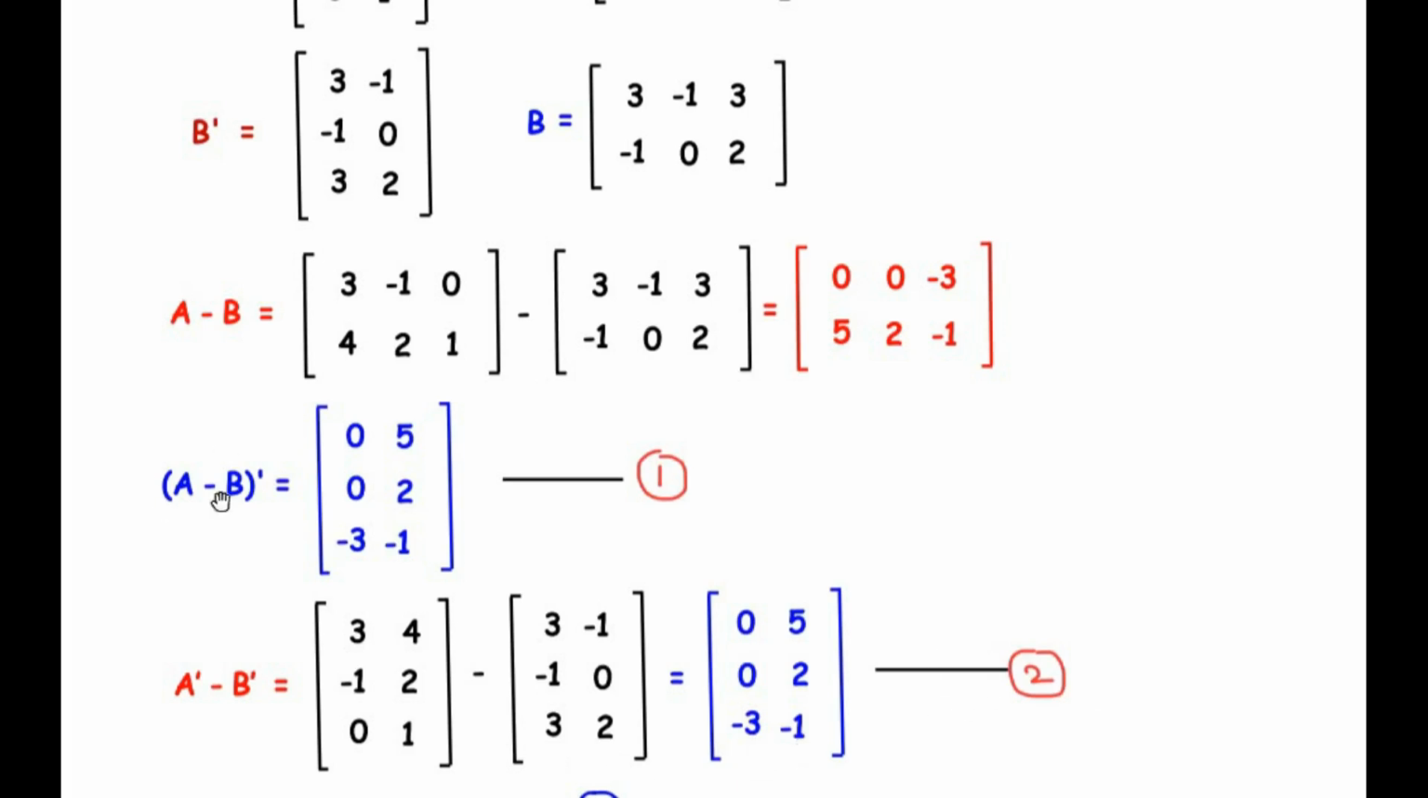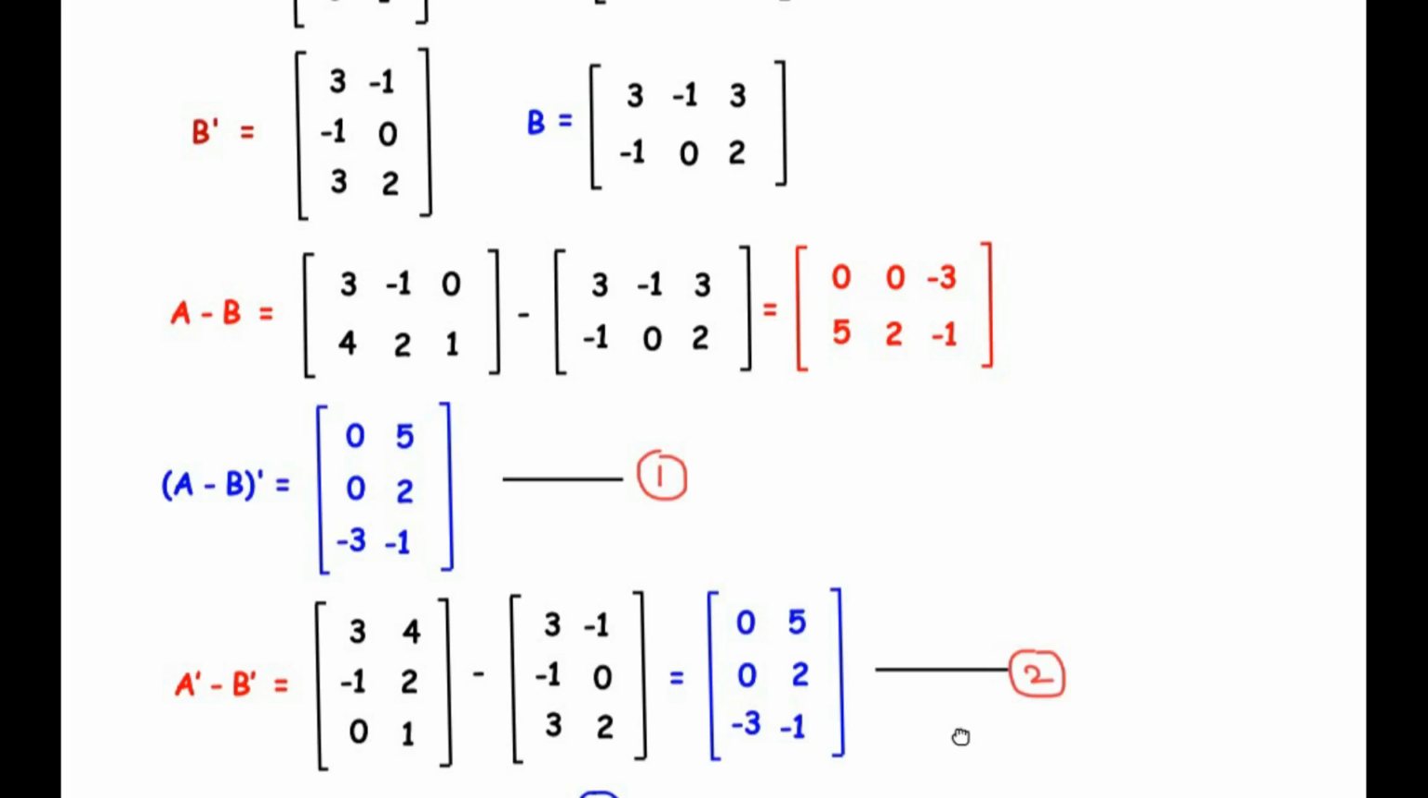Now we have to compare the left hand side matrix with the right hand side matrix. So if you see these matrices, they both are exactly the same. The first row equal to first row, second row equal to second row, and third row equal to third row. You can also compare the columns. So the first column equal to first column and second column equal to second column.